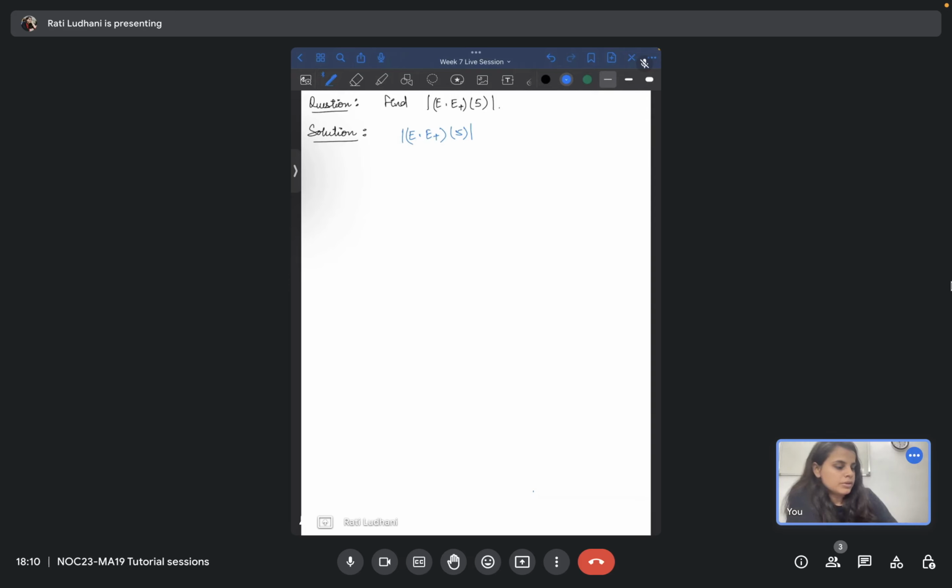Let me recall what is E. E of U is just U for all subsets U. If we take any n, there is just one structure on any subset, that is the singleton U.